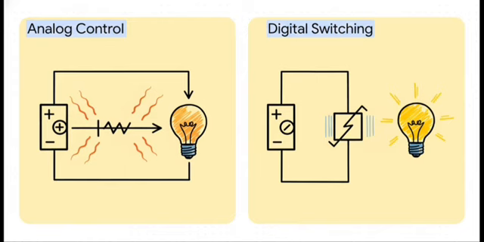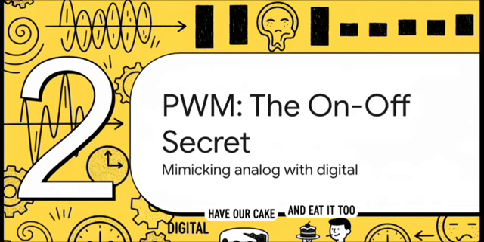This is the whole key. But it creates a puzzle, right? How on earth can you get a dim light if your only options are 100% on or 100% off? And this, my friends, is where the absolute genius of pulse width modulation comes into play. It's the answer to that puzzle. It lets us have the best of both worlds. We get that smooth, fine-grained control of an analog system, but with the amazing energy efficiency of a digital switch.